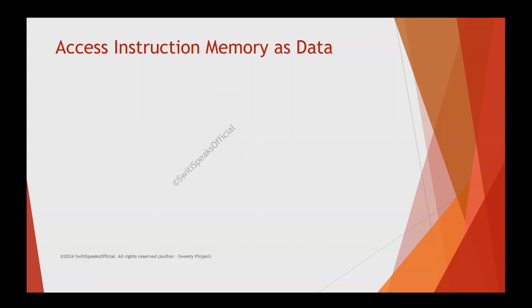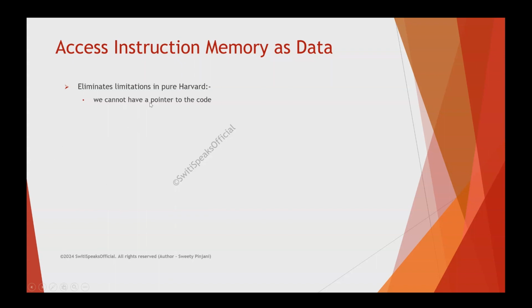Let's see the second type, which is access instruction memory as data. Before going into this, understand one thing. Instruction memory is usually in ROM, which is read-only memory. Read-only memory means you can't edit that memory. And data memory is read and write memory, which means I can edit the data memory. This is one thing which you should remember. Now let's understand how accessing instruction memory as data helps us. It eliminates some of the limitations in pure Harvard architecture.